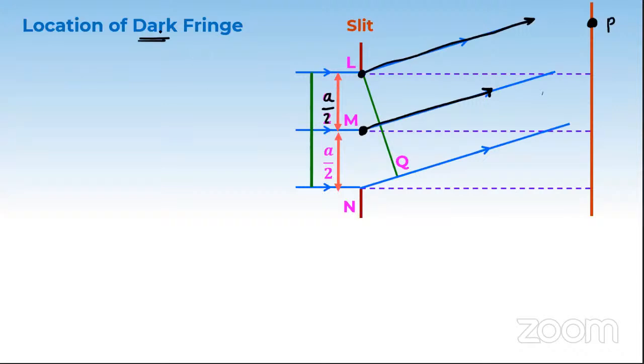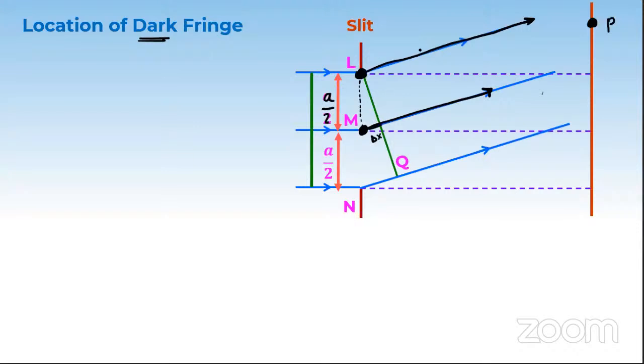Now I want to find the condition for the dark fringe. I'll do the reverse. Initially, in interference, I did it for the bright fringe first. Here, I'll do it for the dark fringe. Since I'm taking this point and this point as the sources, this distance here is a by 2. And between these two, this will be the path difference delta x.